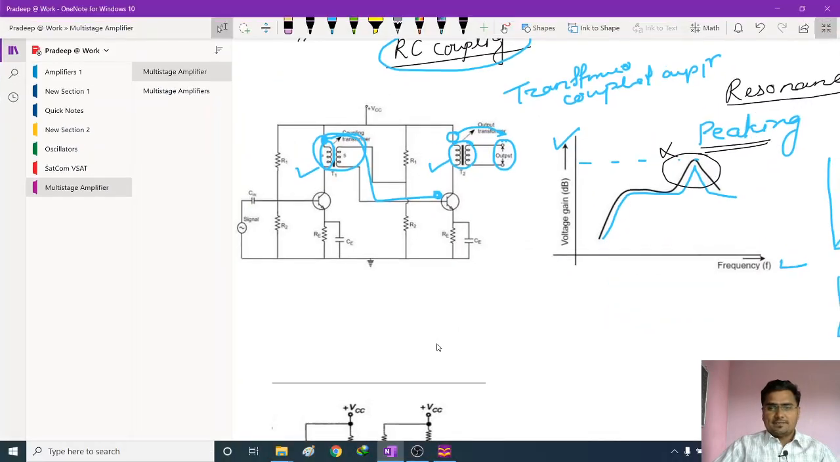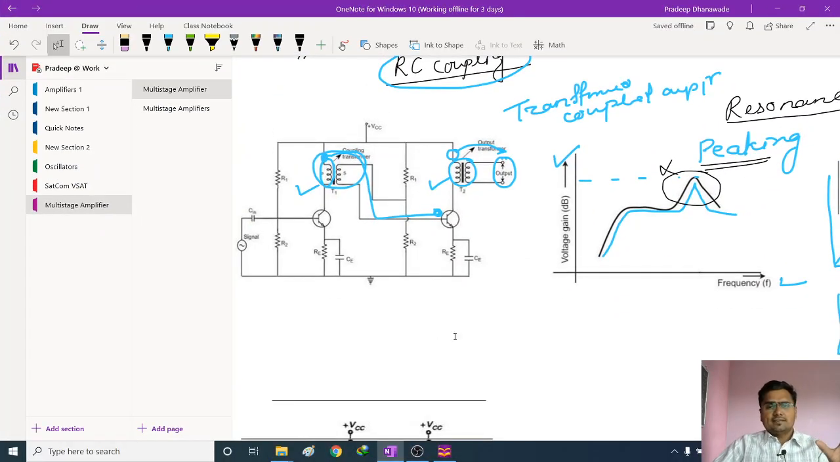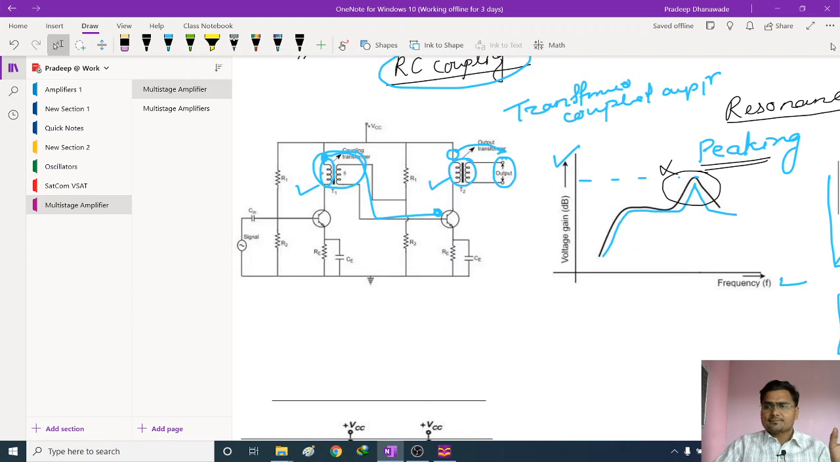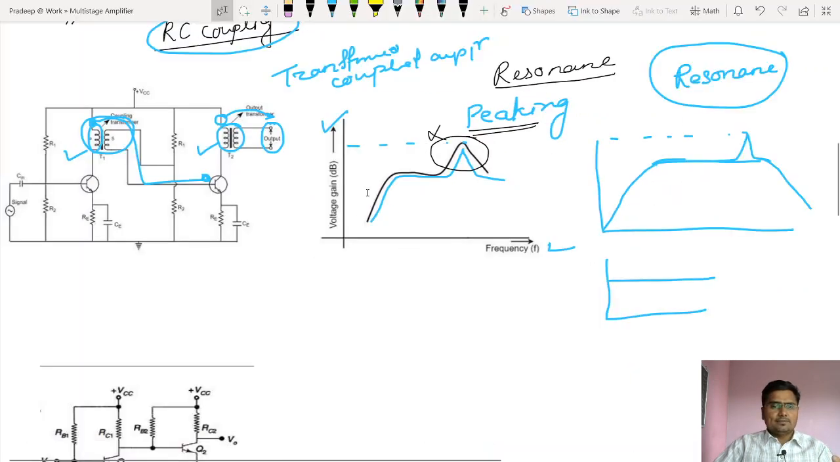It is preferred in applications where impedance matching is really important. Otherwise, if I want a simple amplifier, generally people will never go for this transformer coupling. So transformer coupling is best in impedance matching circuitry.